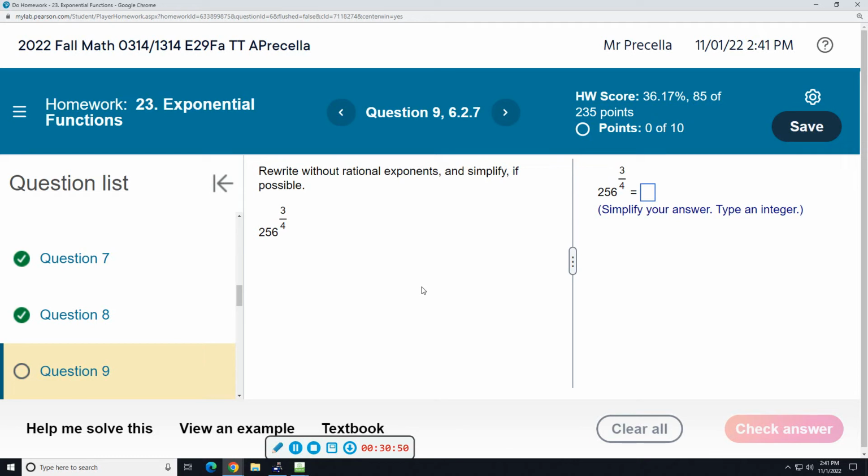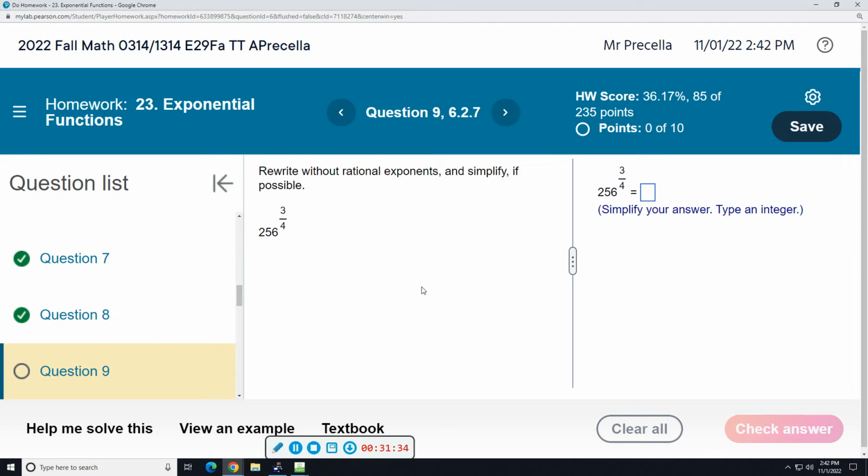Okay, number 9. We have 256 to the 3/4 power. I'm going to put each one of those numbers in a different color. Fourth root. Would that be like a quadroot? I just say 4th root. So give me the 4th root of 256, then the answer would be to the 3rd power. Right, okay. Theoretically, you could do the power first and then the root, but why the heck would you want to?